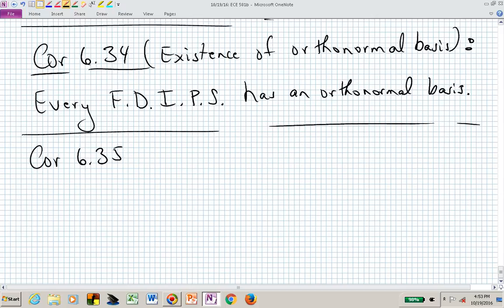Corollary 35. This one is entitled orthonormal list extends to an orthonormal basis.